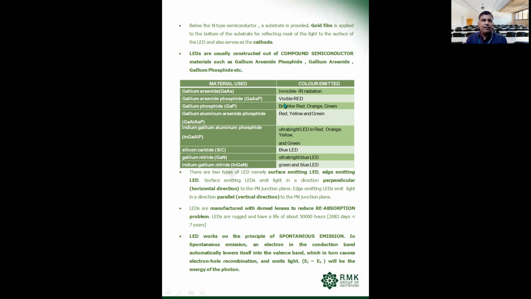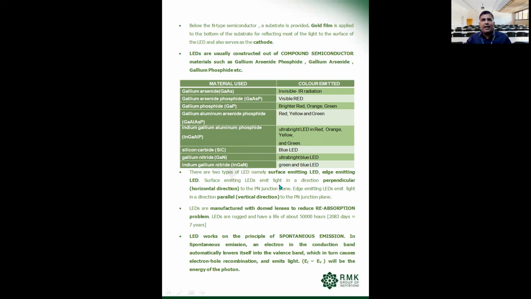Gallium arsenide phosphide provides visible red color, and gallium aluminum arsenide phosphide will provide red, yellow, green, and multiple colors can be got. And indium gallium aluminum phosphide will give you ultraviolet LED in red, orange, yellow and green. And if we want a blue color, we can use silicon carbide, which will provide blue LED. And gallium nitride will provide ultra bright blue. Even nowadays, we have many lights which have a high blue color, right? So with indium gallium nitride, we get green and blue.